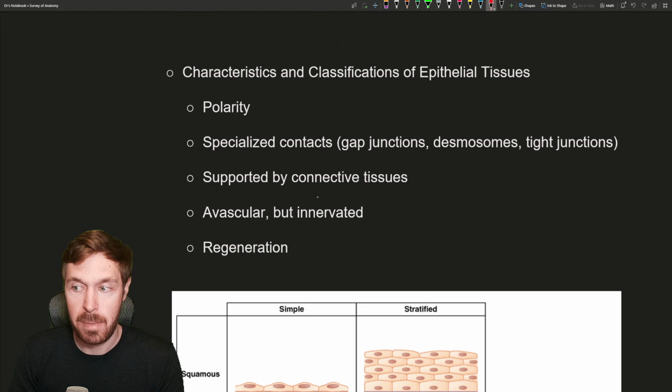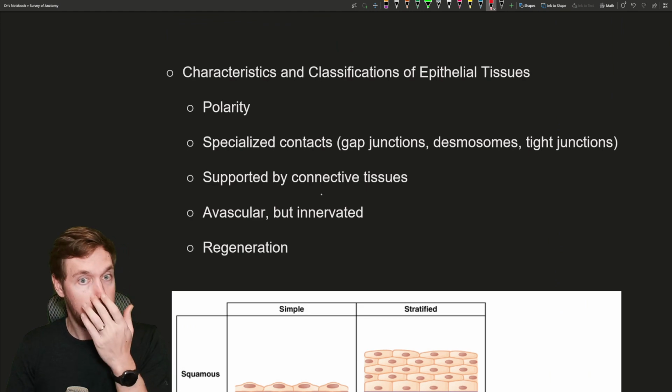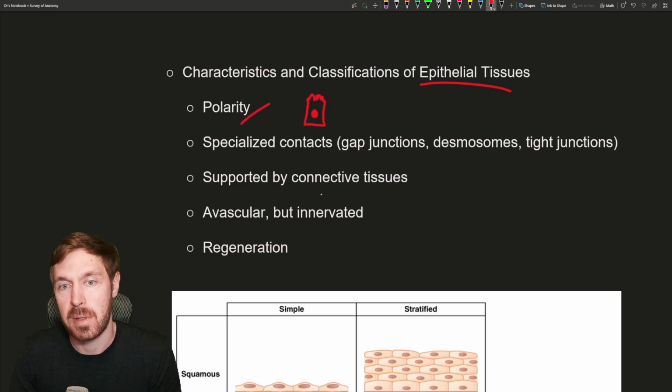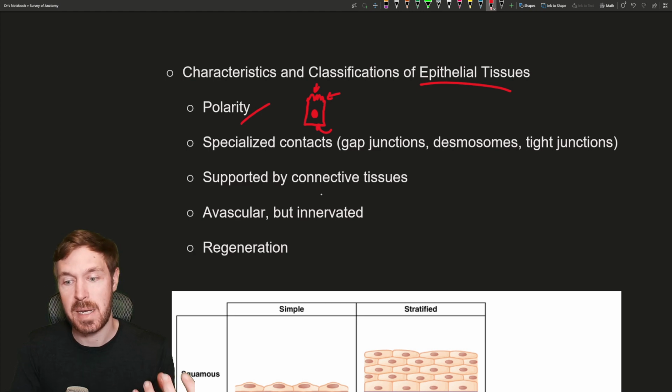Alrighty, let's get into the epithelial tissues now. First part here, we're going to look at the characteristics and classifications of them. First, this term called polarity. This means their sidedness. When we look at these cells, they have a side to them. They're different on the top and the bottom, typically. So that's a nucleus. This top could have cilia or microvilli on it. This would be the apical side, and this would be the basal side of this particular cell. So they have a sidedness.